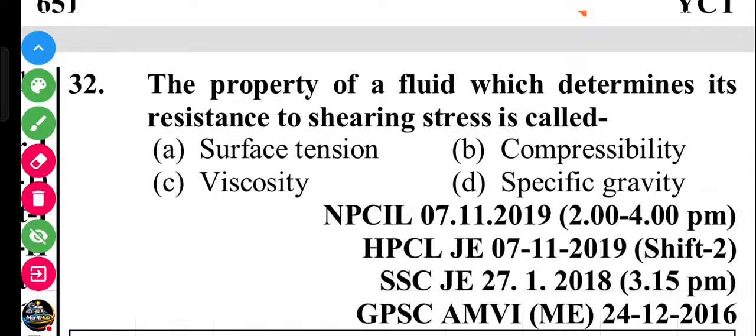Next question. The property of a fluid which determines its resistance to shearing stresses is called: A. Surface tension, B. Compressibility, C. Viscosity, D. Specific gravity. Resistance to shearing stresses is called the viscosity.